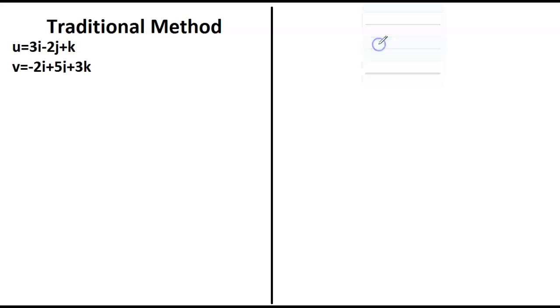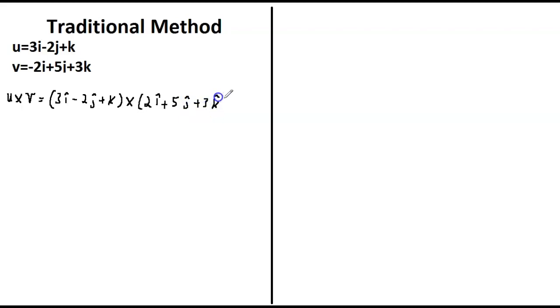Finding the cross product using the traditional method. So here we're going to find the cross product of two vectors u and v. So we'll write u cross v. And you can think of the traditional method as simply using a multiplicative distribution, just doing your usual distribution law for multiplication.